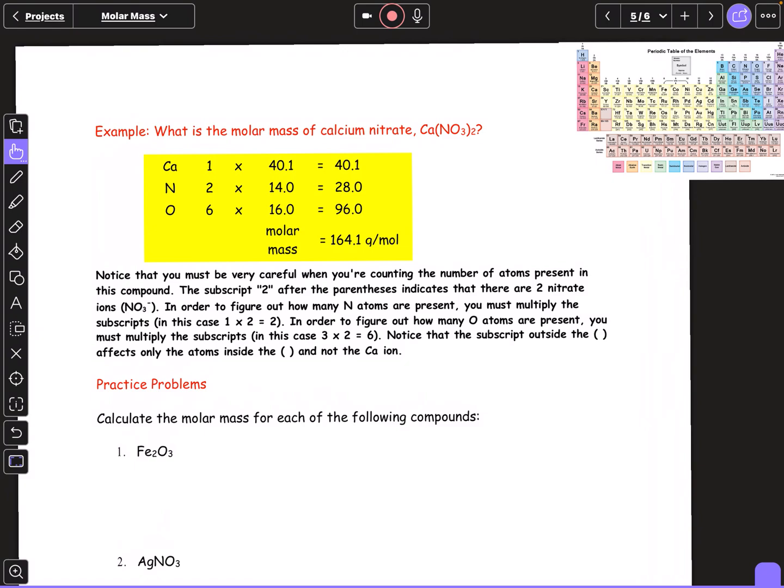Nitrogen, I have 1 on the inside, 2 on the outside. It's 2 nitrogens times 14.0, its atomic mass, that equals 28.0. Oxygen, you have 6 of those, so that's 3 times 2 times 16.0, its atomic mass, equals 96.0. And you add all those up, you get 164.1 grams per mole. So 1 mole of calcium nitrate weighs 164.1 grams per mole.